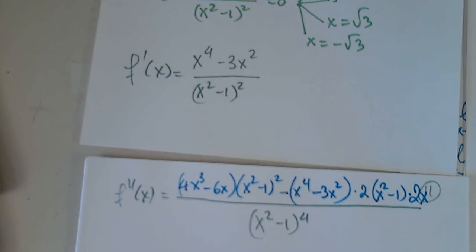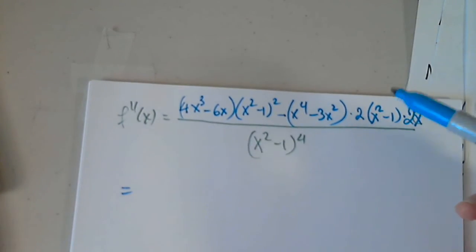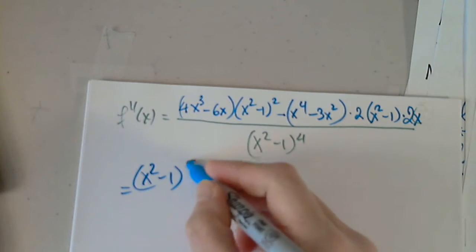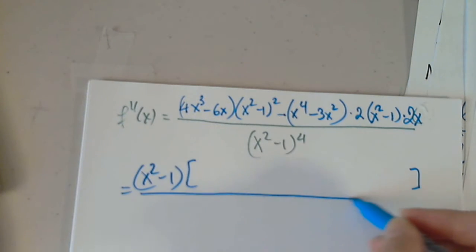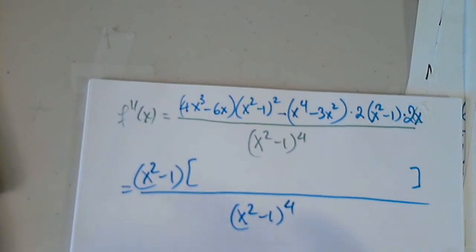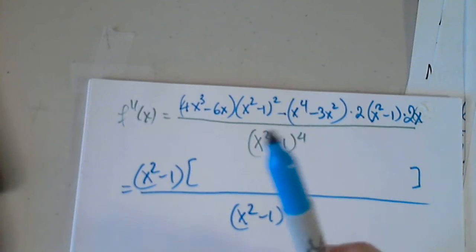So I know it's confusing. Let me take that page number out of there and put it on the other side so it's not confusing. There is a 2x in there. Okay. And yes, I will definitely factor. I will factor out an x squared minus 1. Okay, that's a mess.